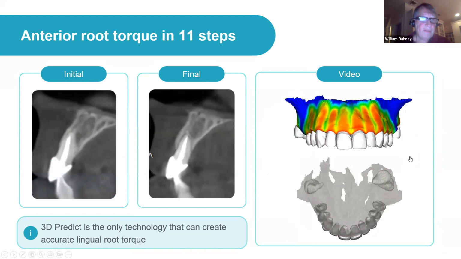Once again, initial on the left, that's not a very healthy bony structure for your tooth. Putting it back, doing some lingual root torque allows that tooth to be covered in bone. And you can see on the video how the red just disappears. You get more bone coverage.